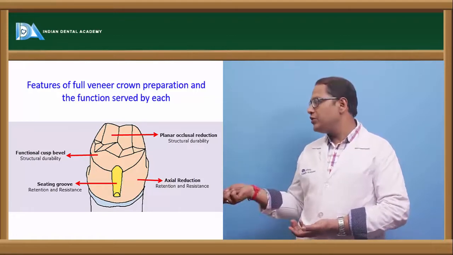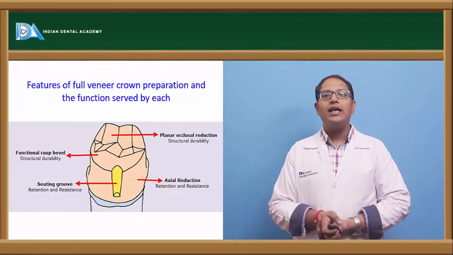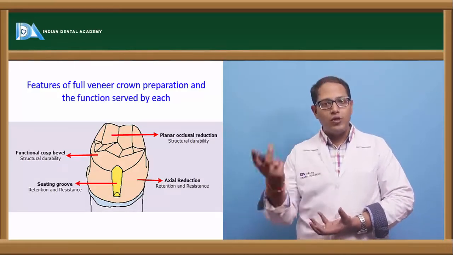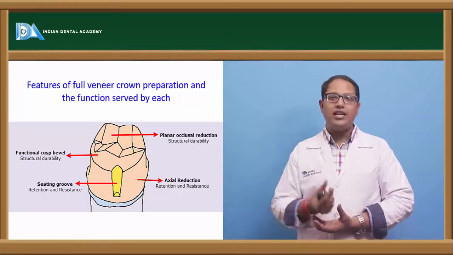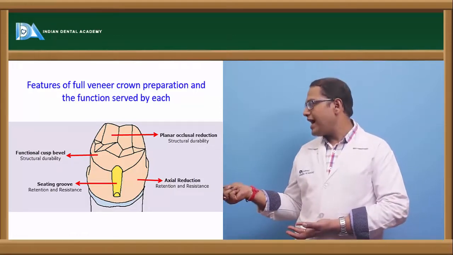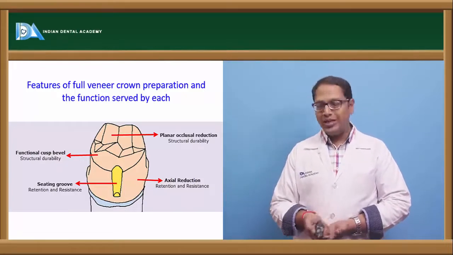Coming to the seating grooves that we need to give, that is to increase the retention and the resistance form, so that the crown doesn't come out because of the force of gravity or because of any sticky kind of foods. Axial reduction is again important, as that also gives resistance and retention form.